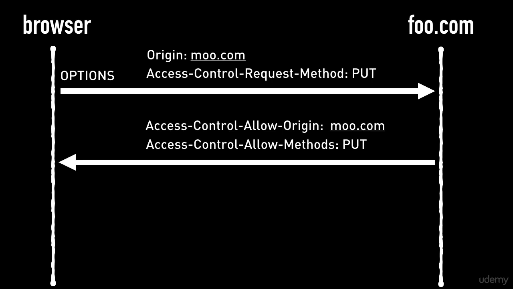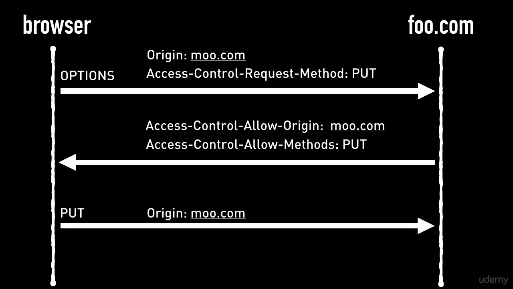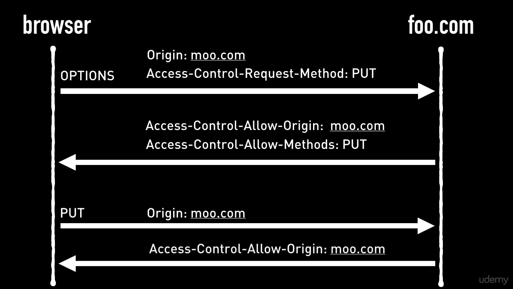But if everything is okay at this point, if this preflight little test handshake request and response came back successfully, only then will the browser issue the PUT. And from this point forward, it's very similar to the GET request that I showed you previously. So we would send the origin, and then the server would respond back with the Access-Control-Allow-Origin again. And if that is either moo.com or star, then again it would propagate to the rest of our code.